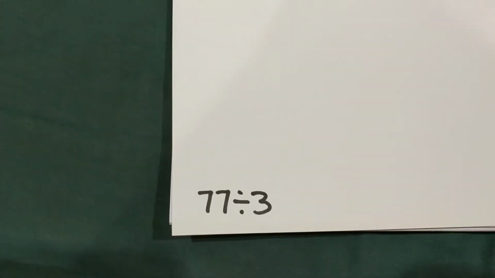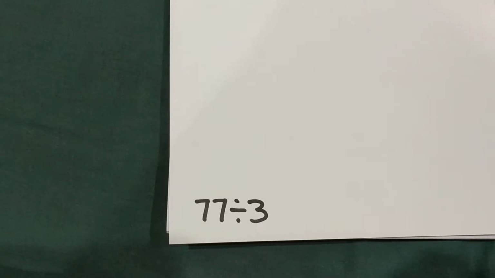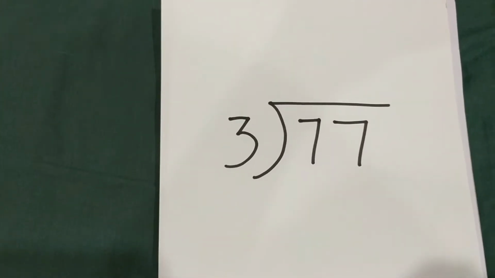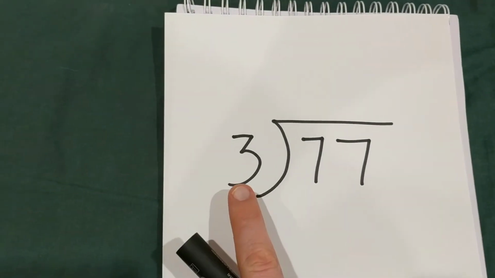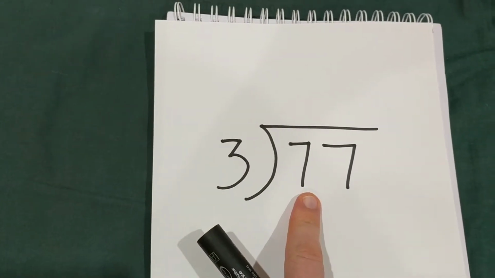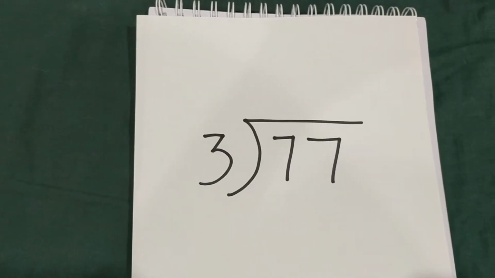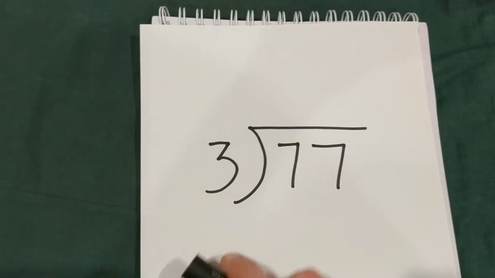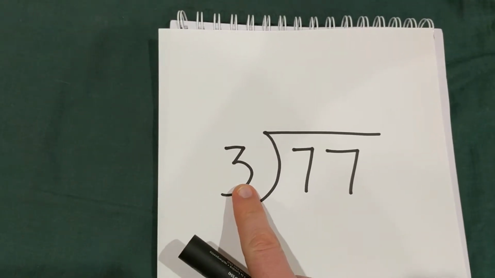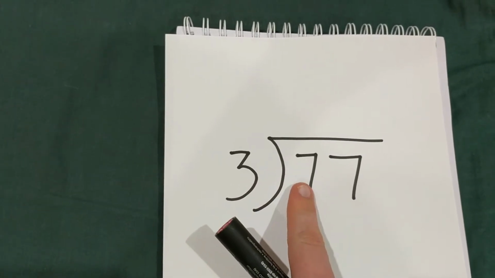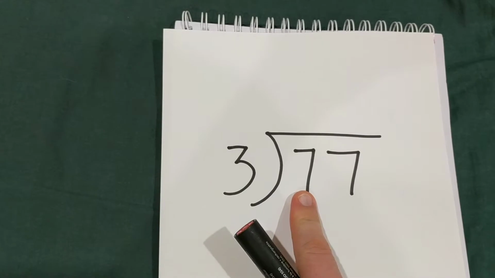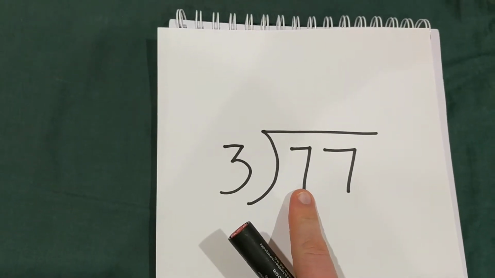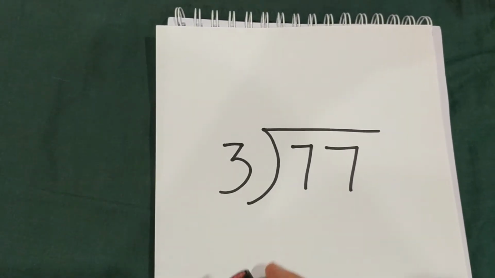This is the same as 77 divided by 3. We can rewrite that using the bracket and then the line across the top. So how many times does 3 go into 77 is another way of saying that. So you start by just focusing on the column on the left. In this case it's a 2-digit number, so we'll be starting with the tens column. If it was a 3-digit number, you'd start in the hundreds, etc.